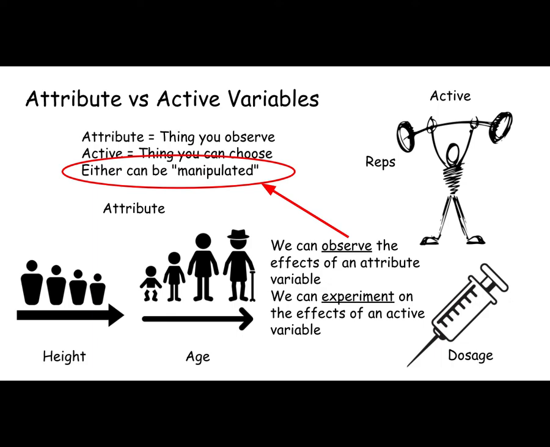You can give somebody different dosage of an intervention or different intensity and see if that affects their outcomes. So both of these things can be manipulated in the sense that we can see how they affect the outcome variable, but only some of them can be actively manipulated.